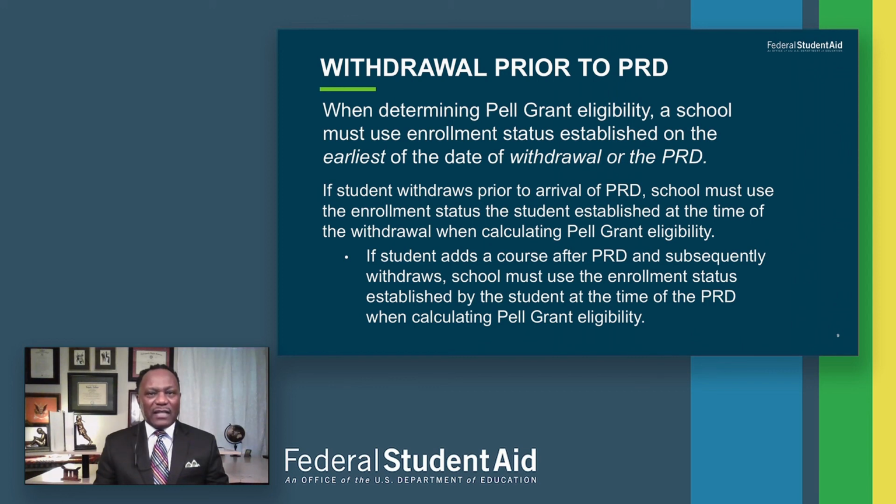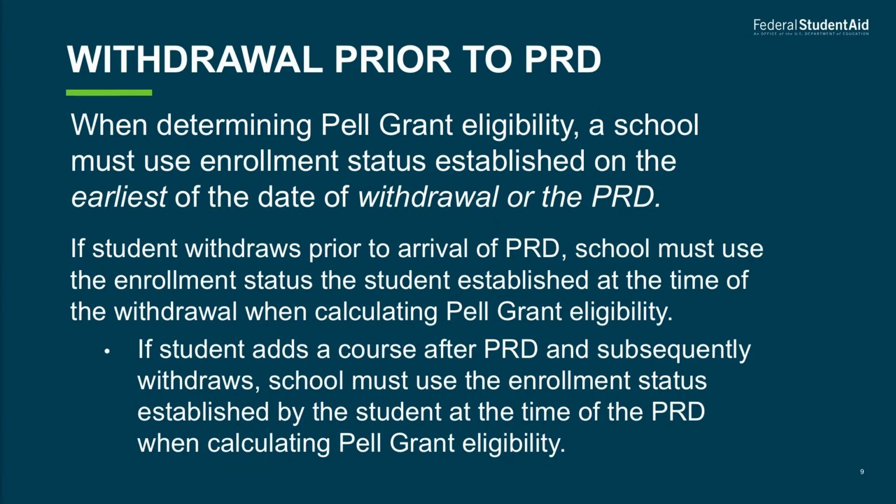In the next couple of slides, we will be discussing what occurs when the student withdraws prior to the Pell recalculation date. As stated here, you must use the enrollment status established on the earliest of the date of withdrawal or PRD. And what I mean by that is this. If a student withdraws prior to the PRD, you must use the enrollment status for the student at the time of withdrawal when determining Pell eligibility.